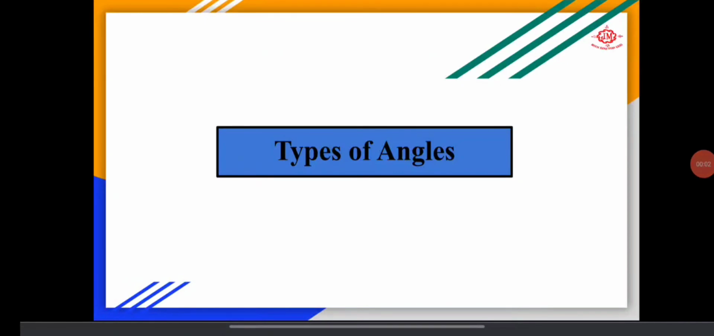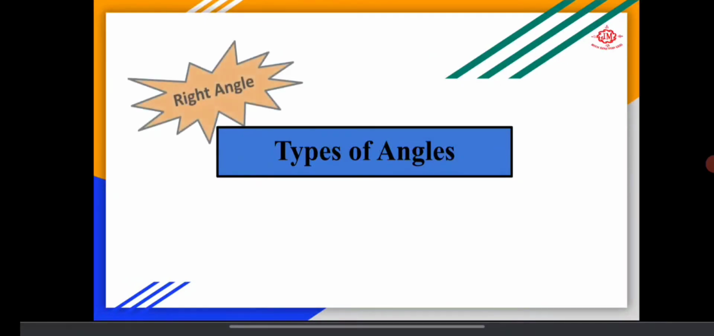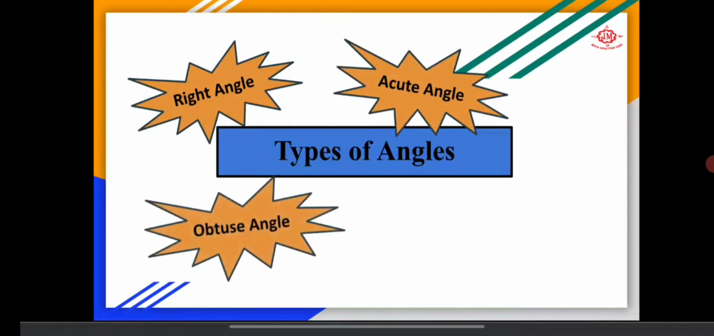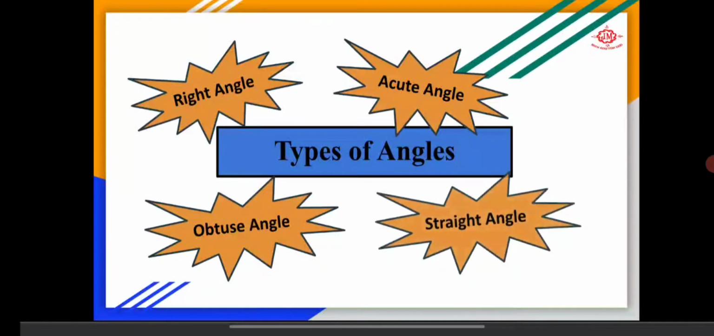We will be learning about the types of angles, which are the right angle, the acute angle, the obtuse angle, and the straight angle.